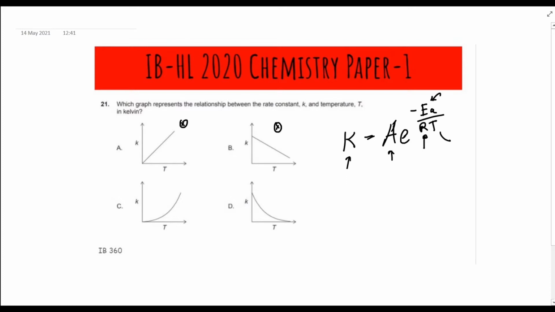Now when T is equal to 0, I know that this base will be minus infinity, so it is basically e to the power minus infinity. So when T is 0, K would be equal to A e to the power minus infinity. This means that e to the power minus infinity is again 0. So K equals 0. So K would start from 0, that is from this graph, and it would keep on increasing. We know that as temperature increases, our rate constant also increases. So for question 21, the correct answer is option C.